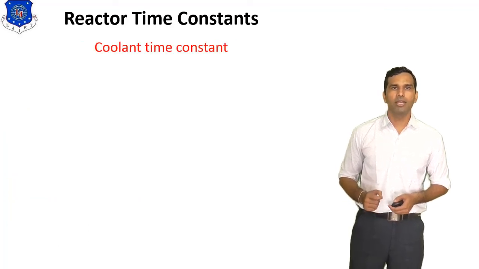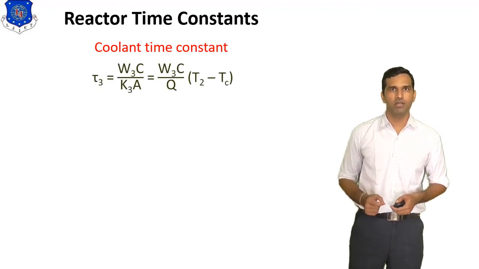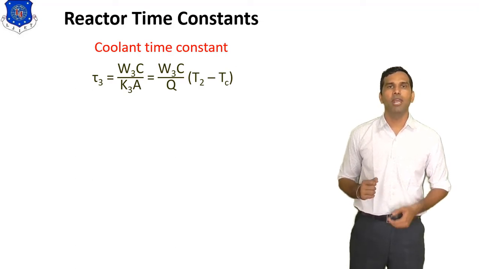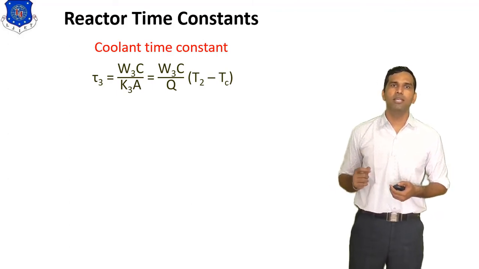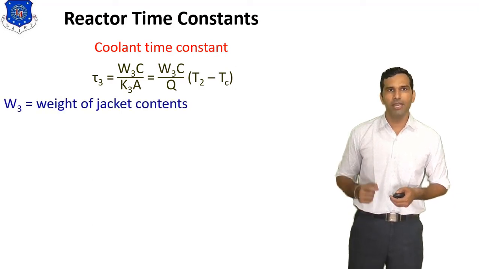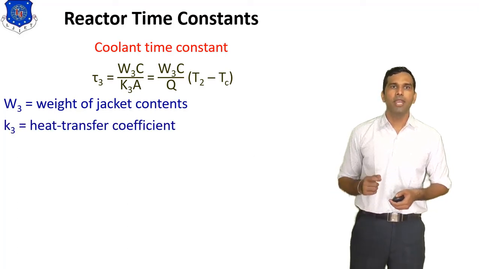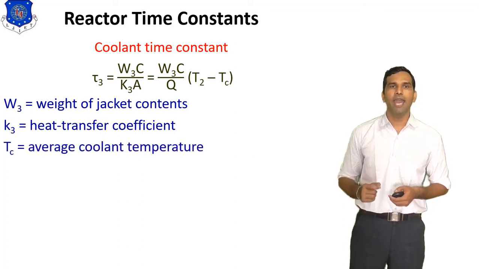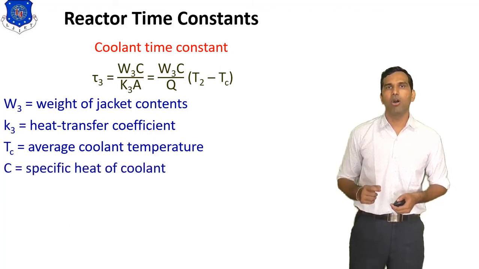Now, the coolant time constant. The coolant time constant can be found by using this equation. Coolant time constant tau 3 is equal to W3 C upon K3 into A. We can write this equation as W3 C upon Q into (T2 minus TC). Here W3 indicates the weight of jacket content, K3 indicates the heat transfer coefficient, TC indicates the average coolant temperature, and C indicates the specific heat of coolant.